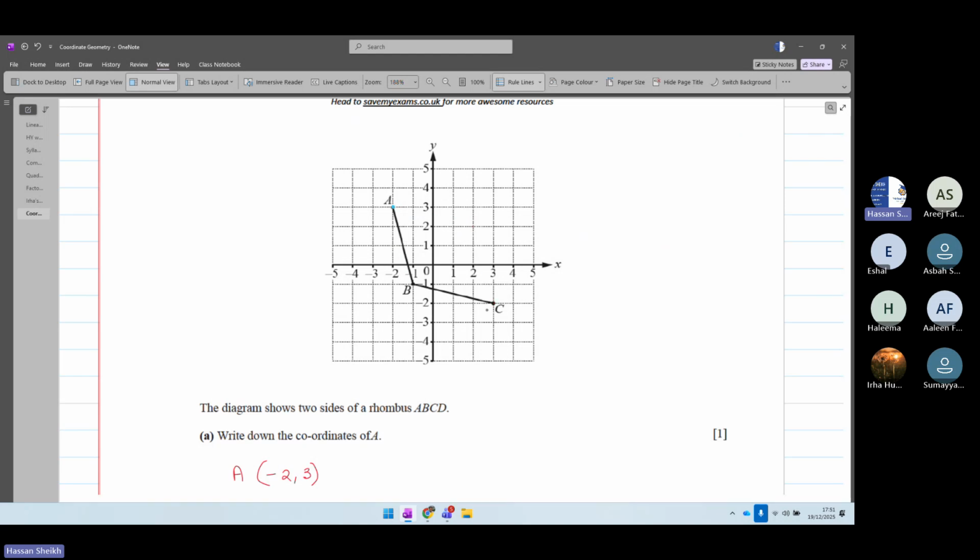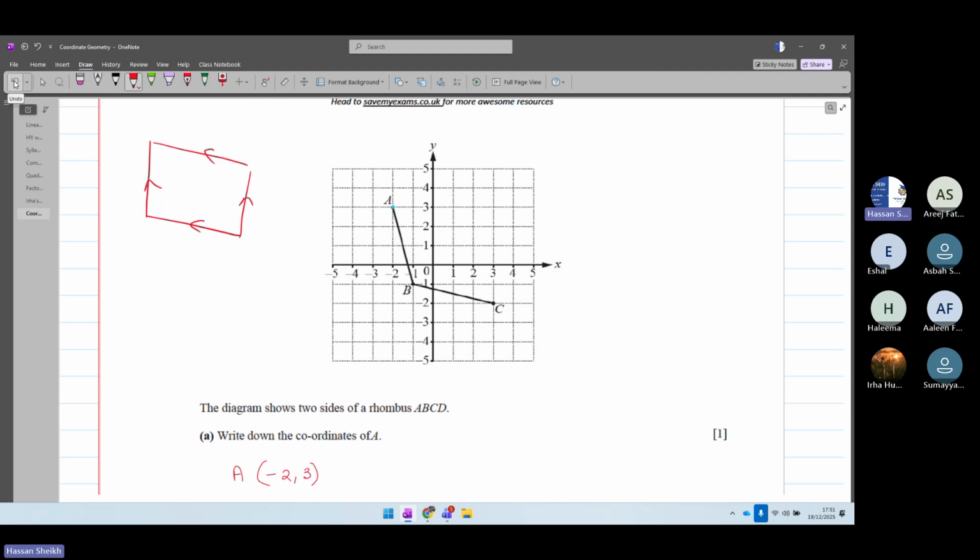They say that in question number 1, the diagram shows two sides of a rhombus ABCD. Do you know what a rhombus is? Is that how the rhombus looks like? Do you agree that a rhombus has opposite sides parallel?